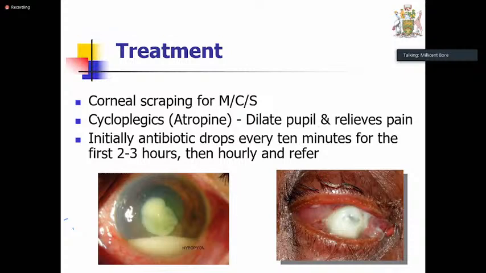So just remember, when you get a patient with a red eye, stain the eye if you have fluorescein. If you see an epithelial defect, or if you shine your torchlight and you see something white on the eye, and you've also shone your light from the lateral aspect and you've seen that it's on the cornea, you're better off just starting the cycloplegics. That's atropine or cyclopentolate. Start the antibiotics and refer the patient immediately.